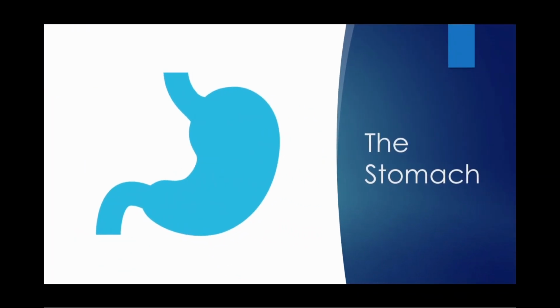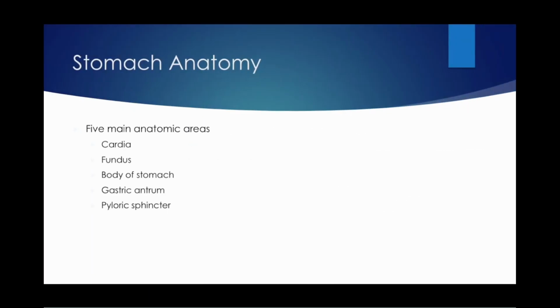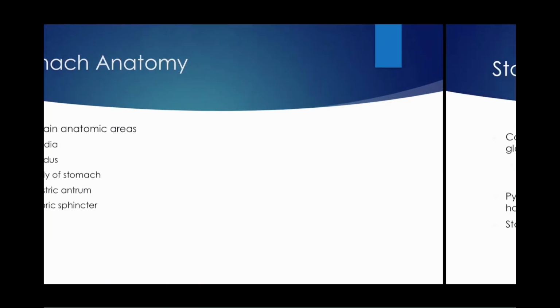That's it on the mouth and the esophagus. Just grinds the food to smaller particles, transports it down to the stomach. So now we're in the stomach. There are 5 major anatomical areas for the stomach: the cardia, fundus, the body, gastric antrum, and finally that pyloric sphincter to empty the stomach into the duodenum.